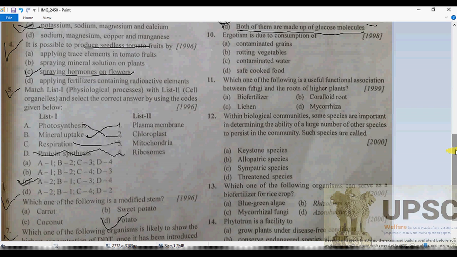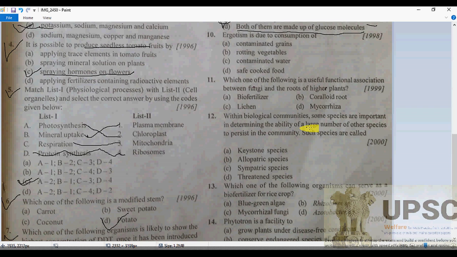Ergotism is due to consumption of... As we know, ergotism is the effect of long-term ergot poisoning due to ingestion of alkaloid produced by the fungus Claviceps purpurea, which is found in infected cereal and rice.